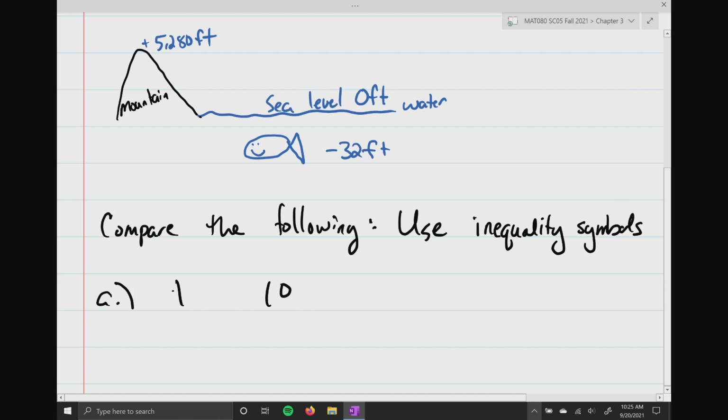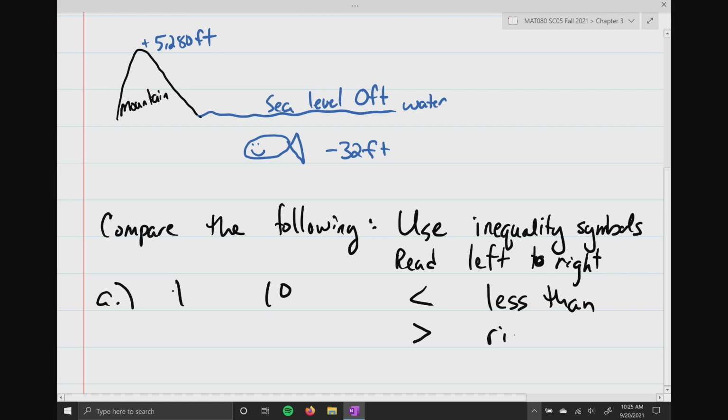Now, these symbols are always read left to right. And here's the first one. So notice it kind of looks like an arrow almost without the stem. We call this less than. And then if I draw the same thing, just opposite, we call it greater than. All right, so we got less than, and then we have greater than.